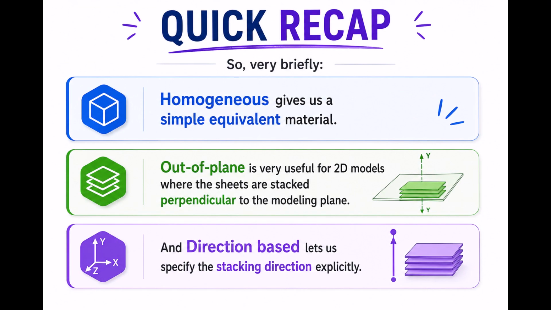This distinction is very important when you are defining the lamination orientation manually. So very briefly, homogeneous gives us a simple equivalent material. Out of plane is very useful for 2D models where the sheets are stacked perpendicular to the modeling plane, and direction-based lets us specify the stacking direction explicitly.